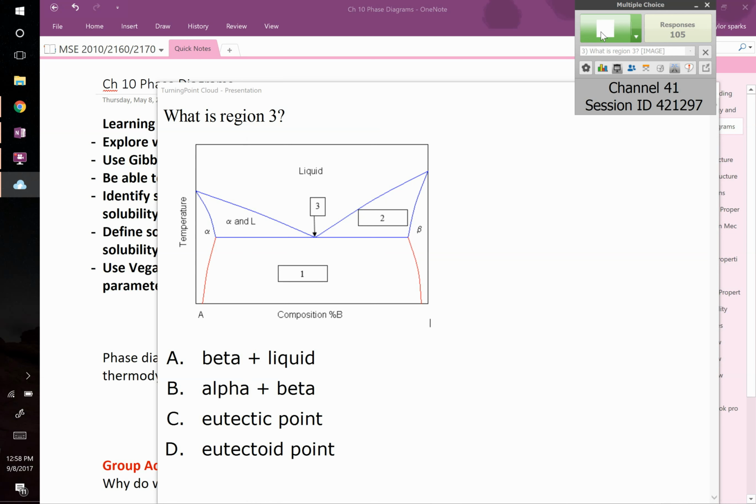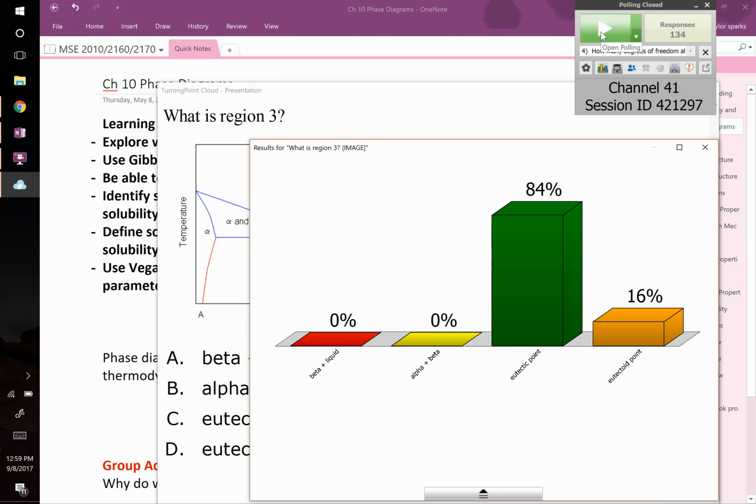Get your answers in for the last reading quiz question. I'm going to wrap it up. What is region 3? Definitely a eutectic point.